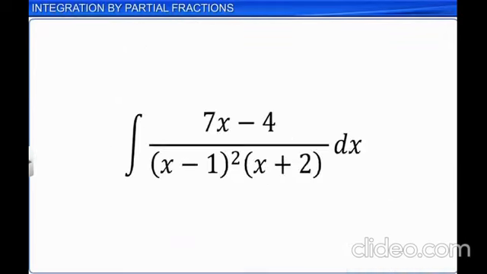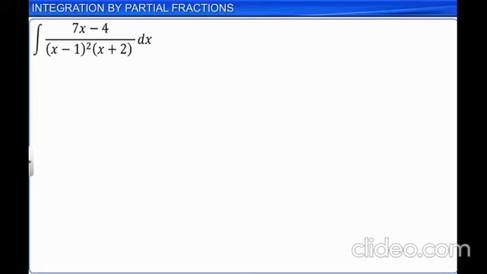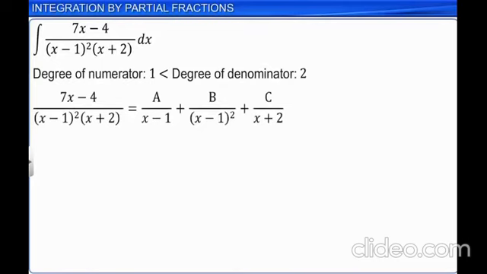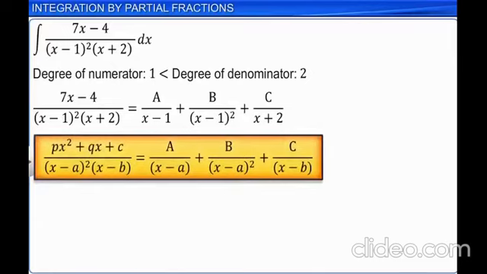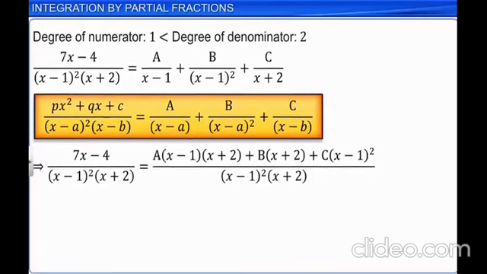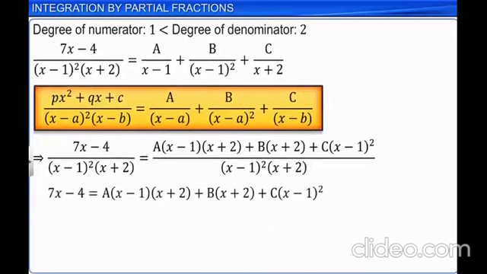Let us look at another example. Here, we will evaluate the integral of (7x - 4) upon (x - 1) whole squared into (x + 2). This is a proper fraction, since the degree of the numerator is less than that of the denominator. Split the integrand into partial fractions. Taking LCM on the right-hand side, we get the denominators on both the sides equal. Hence, the numerators can be equated. Simplify the expression on the right-hand side of the equation.